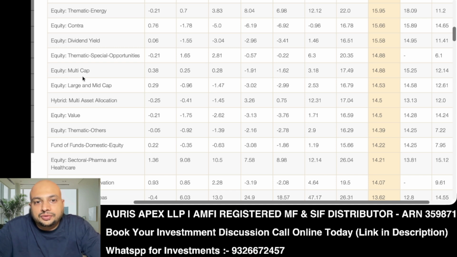Now in this, if you see, this is the 5-year average return of multi-cap fund across the category. In the multi-cap fund, this is the average return, that is 14.88% across the entire category. So we can take an average of around 14% CAGR for multi-cap category, considering that we are investing in top 3.